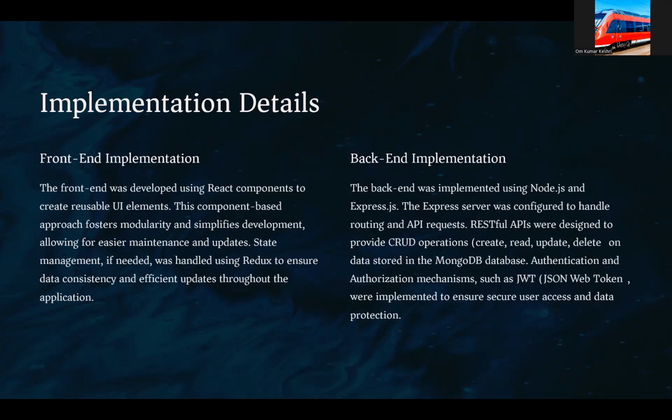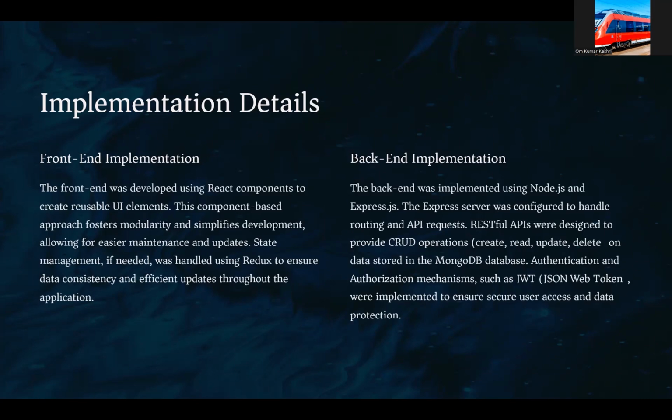And next is backend implementation. The backend of our application was developed using Node.js and Express.js. This combination provides a robust framework for handling server-side operations and managing API requests. First is Express server configuration. Express.js is used to create the server and handle routing. Routing refers to how the server responds to various HTTP requests such as GET, POST, PUT, DELETE made by the client side. Second is RESTful APIs for CRUD operations.